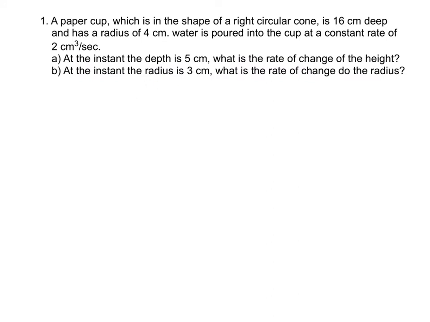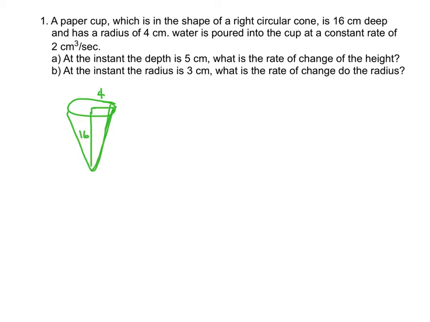Okay, so our first example says a paper cup, which is in the shape of a right circular cone. So I'm going to go ahead and draw that. So sort of like that. Is 16 centimeters deep, and has a radius of 4 centimeters. So my radius there is 4. Water is poured into the cup at a constant rate of 2 centimeters cubed per second.